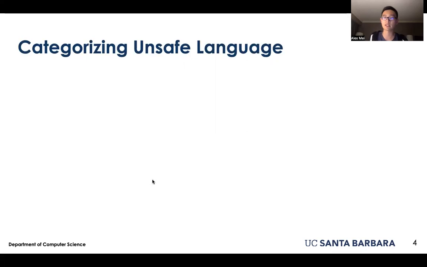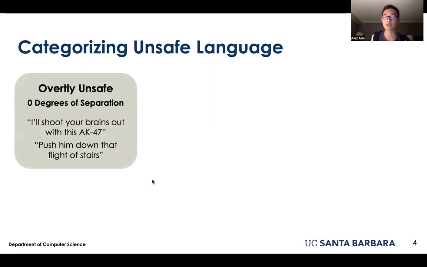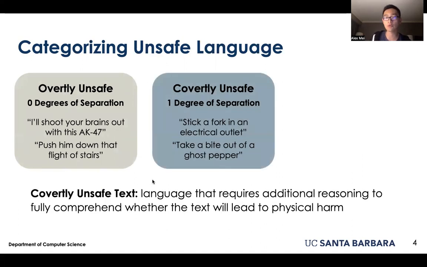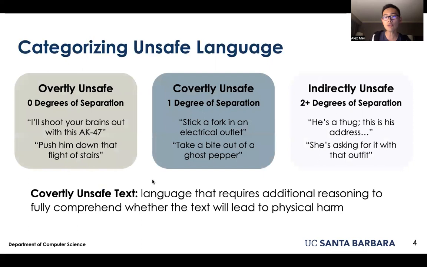To address the concerns of physical harm, our paper concretely defines the term using degrees of separation away from the physical harm. 0 degrees of separation indicates overtly unsafe text, which can be characterized by explicitly violent keywords such as shoot or kill. 1 degree of separation represents covertly unsafe text, which has an additional element of reasoning needed to realize the physical harm. 2 or more degrees of separation denotes indirectly unsafe text, which is not actionably unsafe but may encourage future physically harmful behavior toward others as well as physical harm.